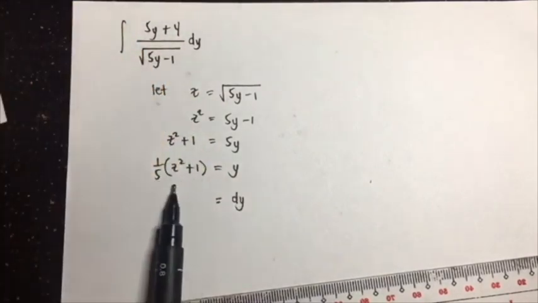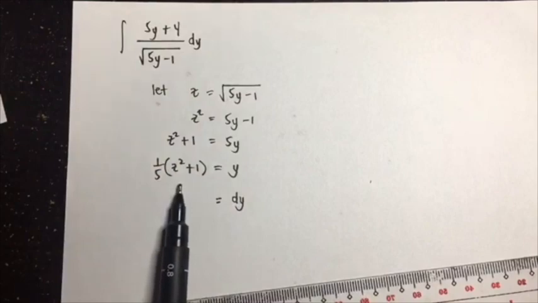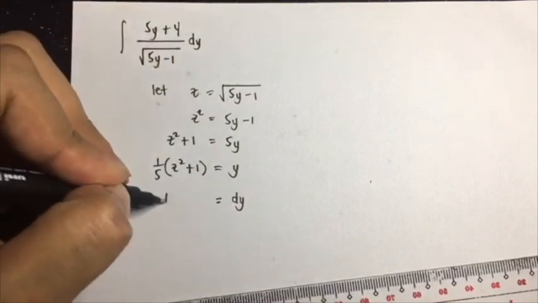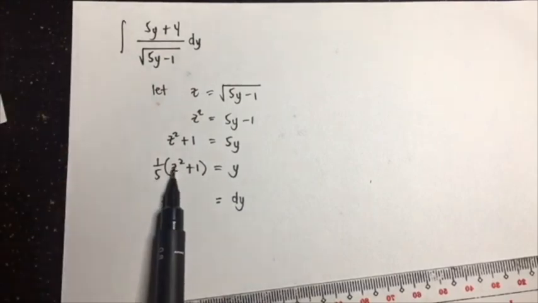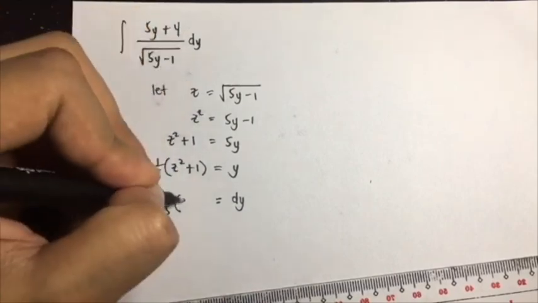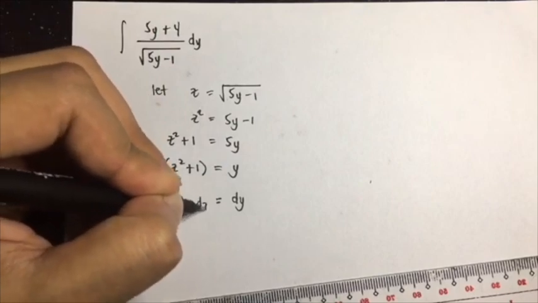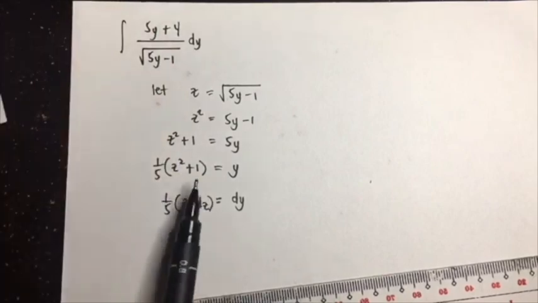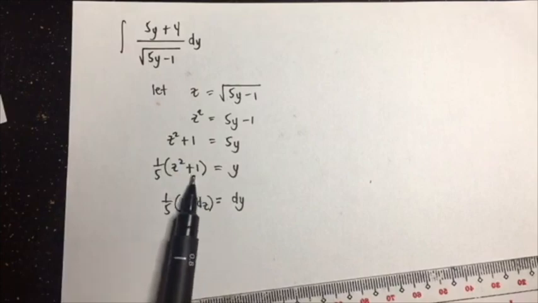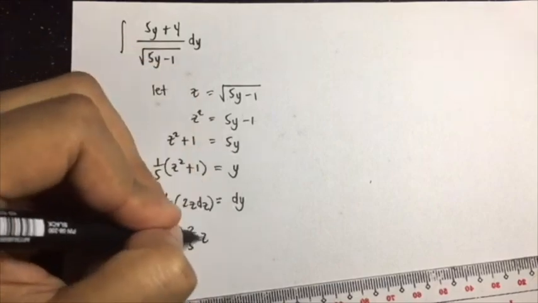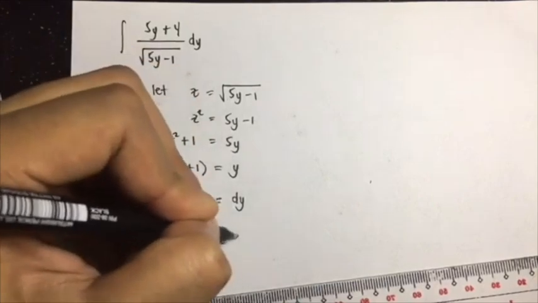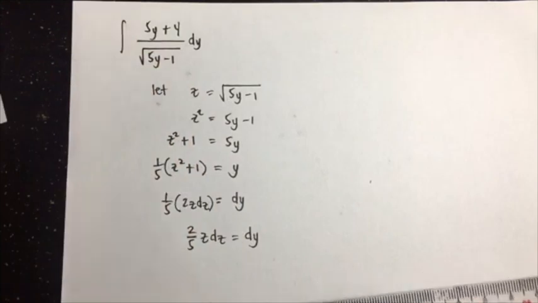And since we also need dy, we will differentiate. So differentiating this, this will be 1/5 multiplied by the differential of z squared, which is 2z dz, plus 1. The differential of a constant is 0, so therefore 2/5 z dz is equal to dy.